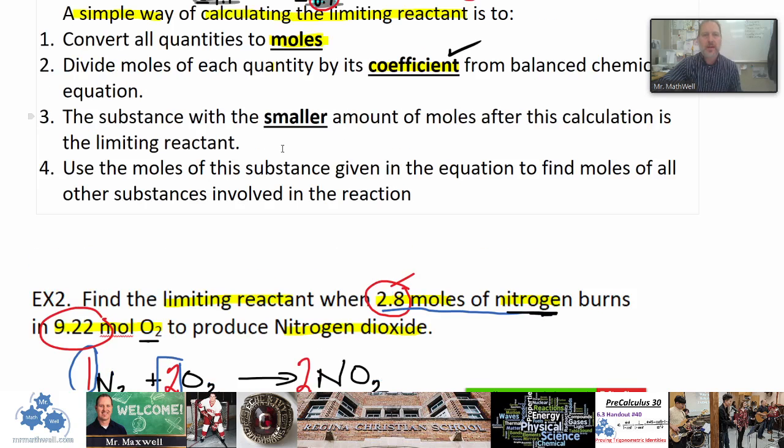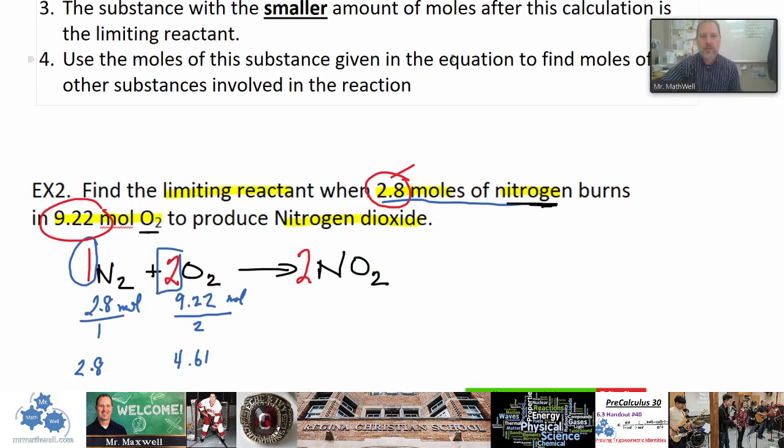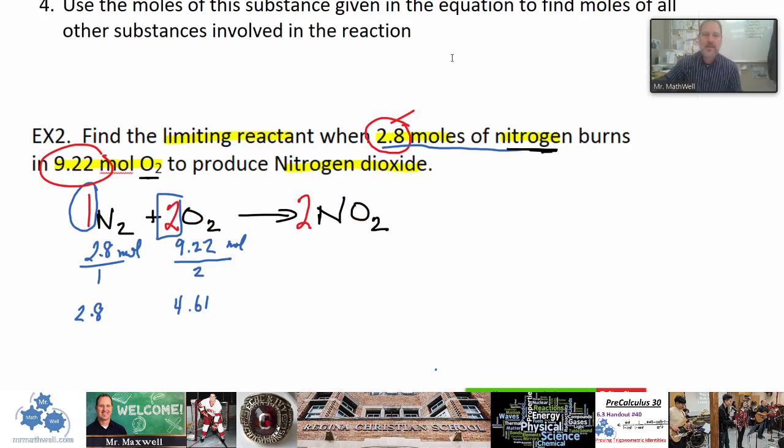Now, why do we do that? Well, this is just part of our way of determining the limiting reactant. Divide the moles of each quantity by its coefficient. The smaller number here is going to be the limiting reactant. And of course, 2.8 is smaller than 4.61. So guess what? N2 is the limiting reactant, okay? Or limiting reagent. You might call it limiting reagent as well.